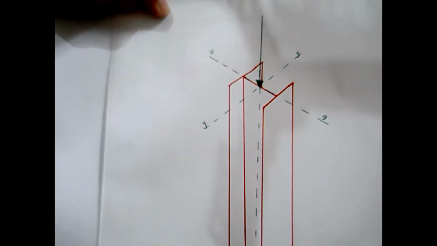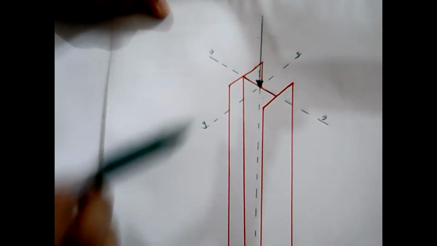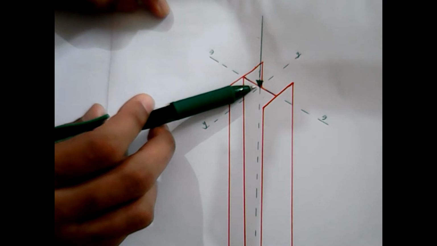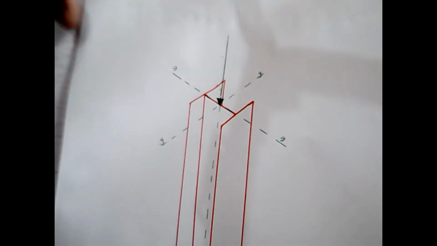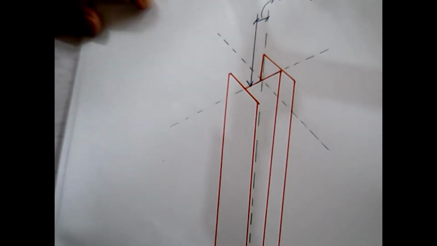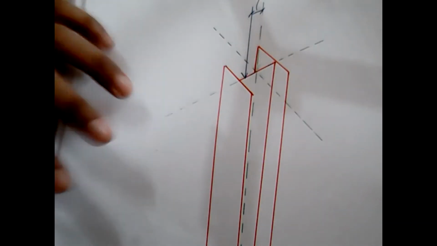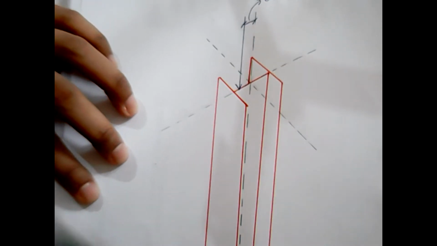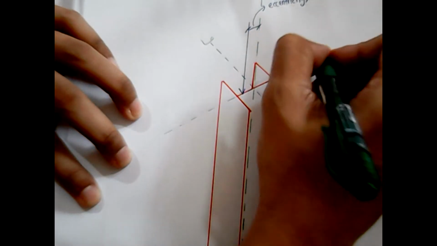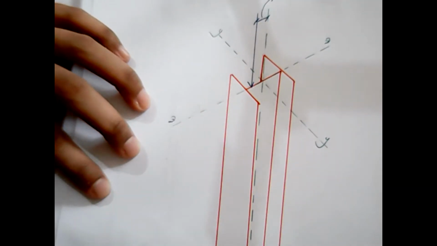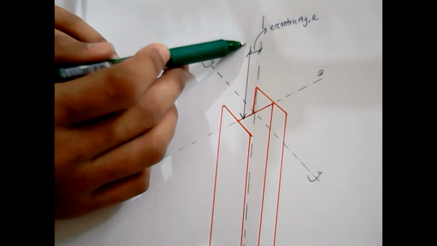So what happens if your loading is not acting directly on the centroid of the cross-sectional area of the columns? Then you might have eccentricity. For instance, if you look at this column, this is the Y-Y axis, and this is the Z-Z axis. And this is the load, NEd.